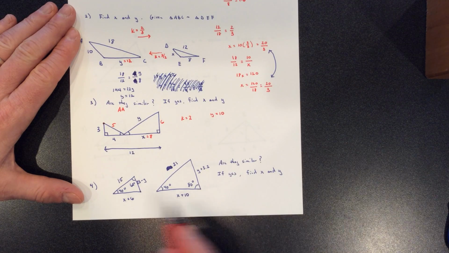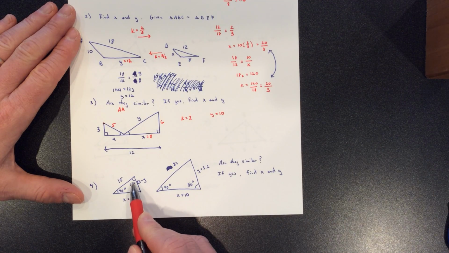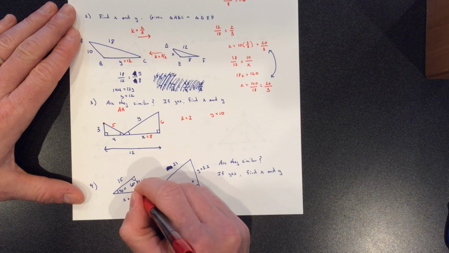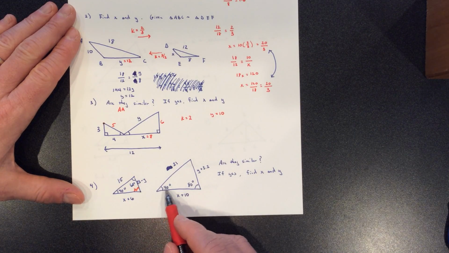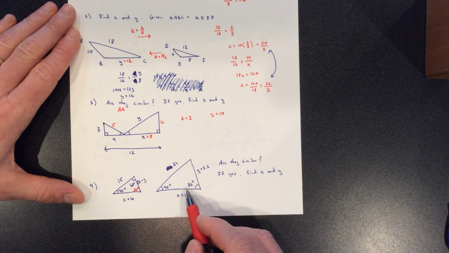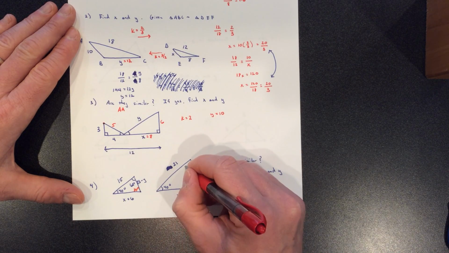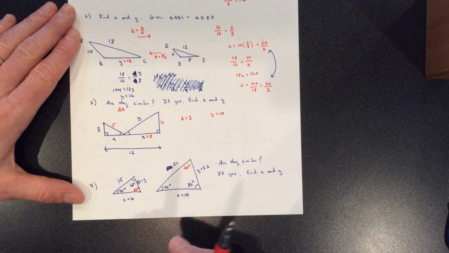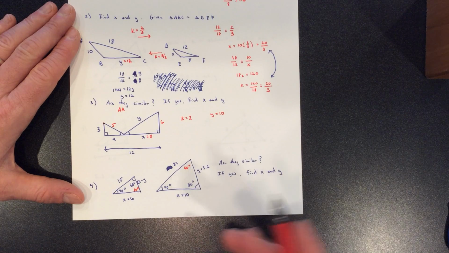Okay. Are they similar? Well, this is 40 and this is 60 and that's 100, but that means that must be 80 because I know the triangle sum theorem. And if that's 40 and that's 80, that's 120, so that must be 60. And you're like, wait a second, the triangles are the same.